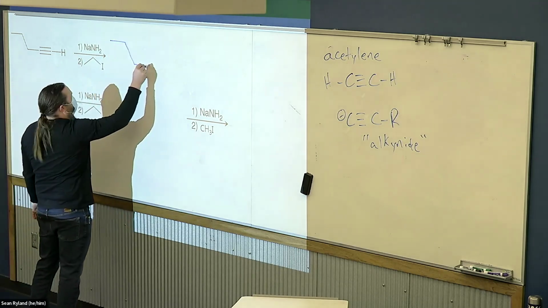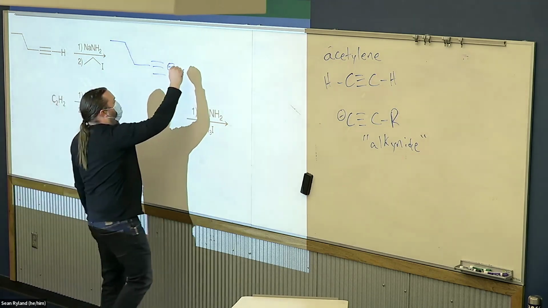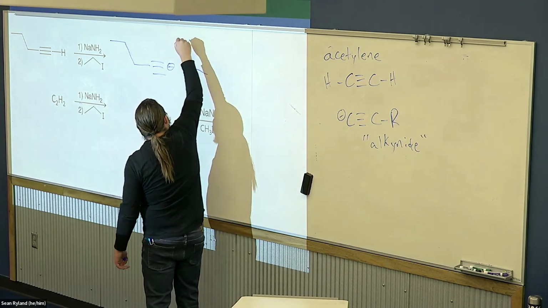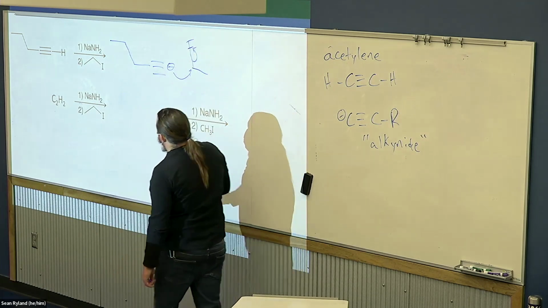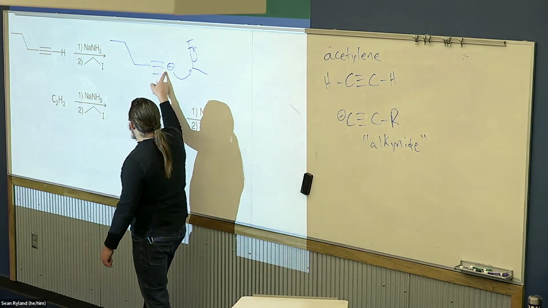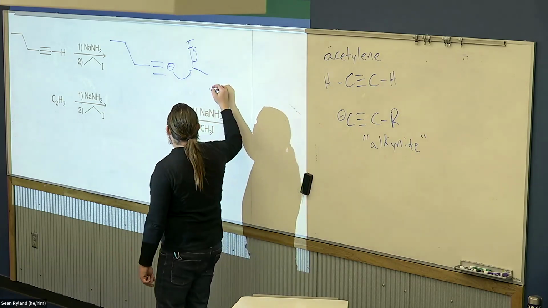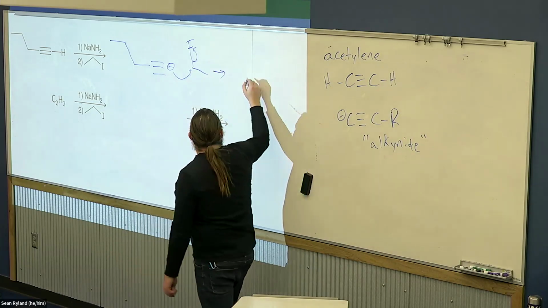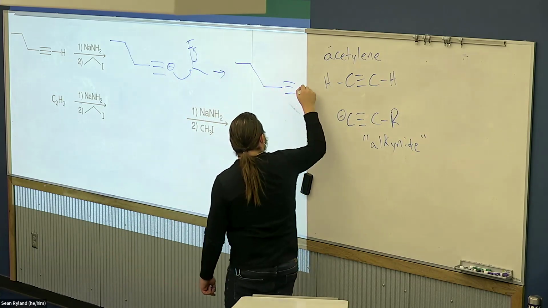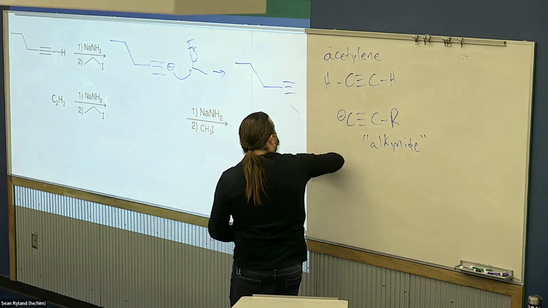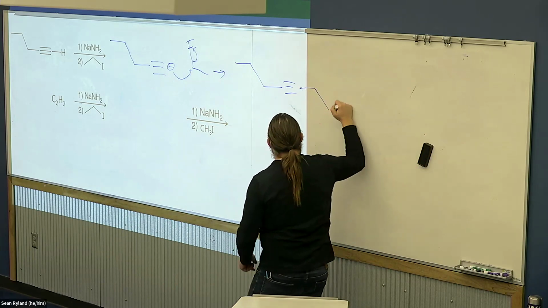So first step is going to look like this. And then we have our iodide leaving group. So we had 1, 2, 3, 4, 5 carbons. We're going to add 2 more carbons to the other end. So our final product here would be 1, 2, 3, 4, 5, and then we're adding 2 more, 1, 2.